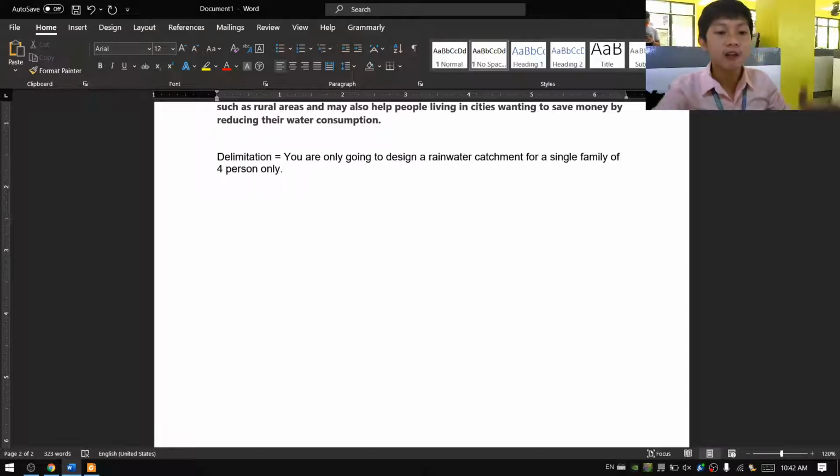Because you're only going to design for one family, which means one house. You're not going to design a rainwater catchment basin for a whole community. So that's the delimitation, because you are setting the limitation that it's only for one family. Got it? You can also say that your delimitation of the study is, I don't know, maybe you're only limited to the size of the tank, which is 50 liters.